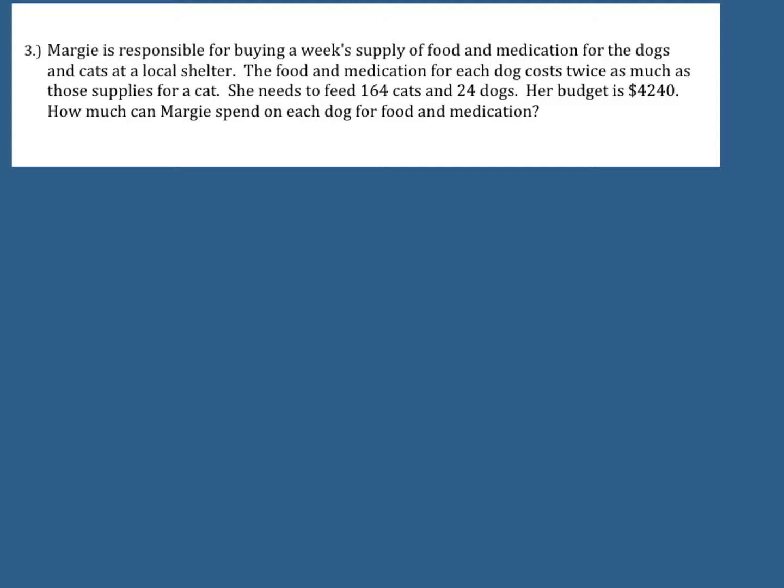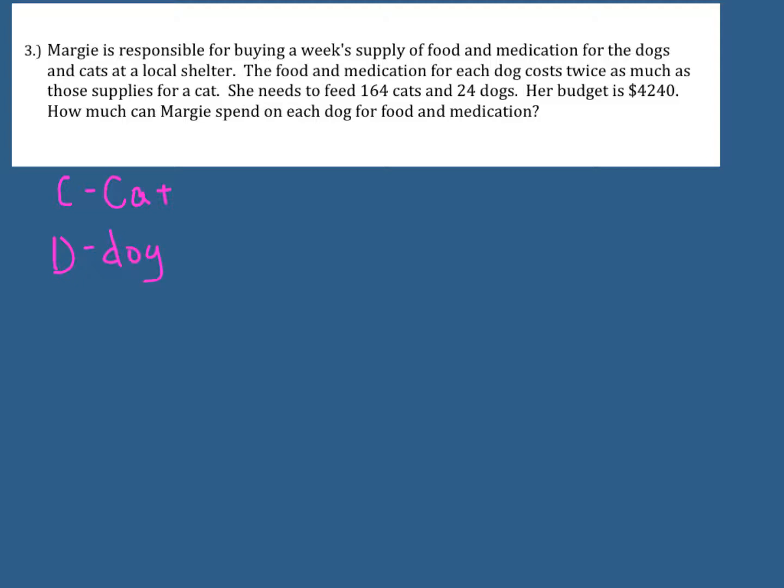So $4,240 seems like a lot. So in order for us to figure out how much she can spend for each dog, we have to figure out, okay, well, what can she spend on the cat? So we need the cost of both the cat and dog. So those are going to be my two variables. C is going to be cat. And you can probably guess D will be dog.